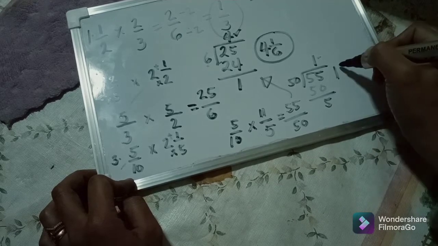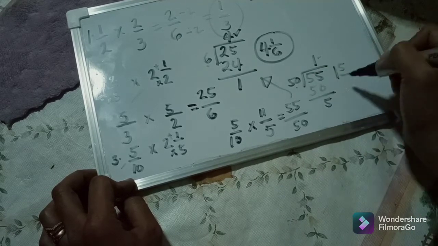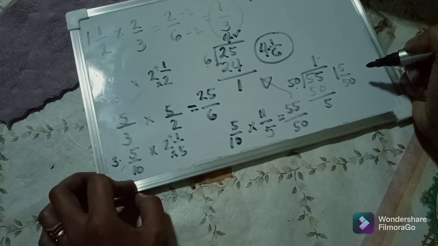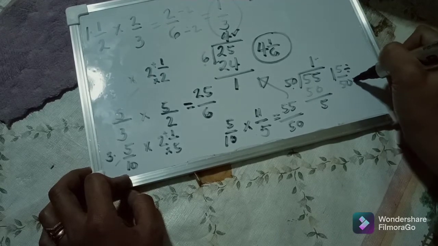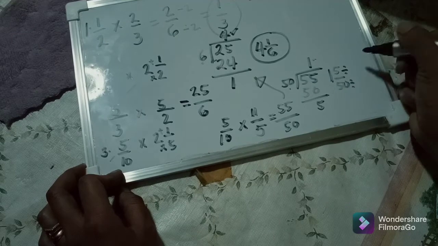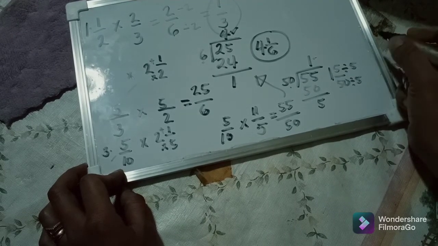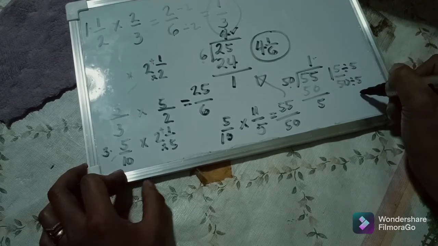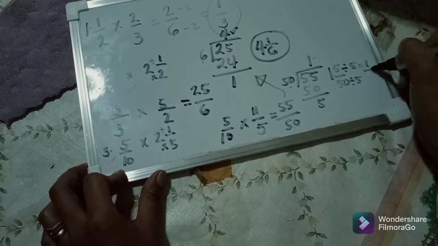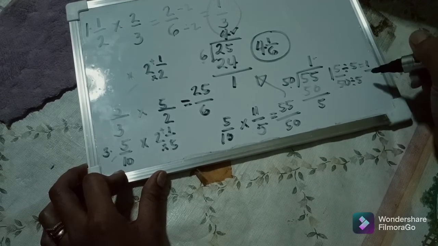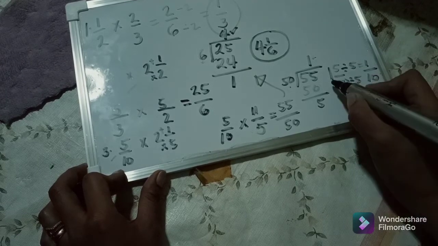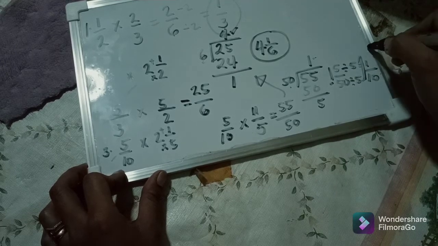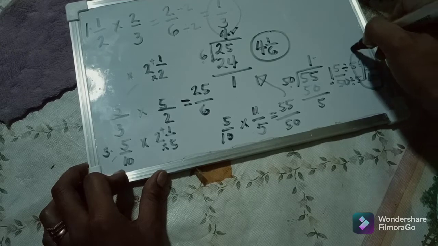And then this 5 is our numerator. And this 50 is our denominator. Now, look at the fraction. Can you still simplify this? Yes. So what number can divide both the numerator and the denominator? 5. Okay, very good. So 5 divided by 5? 1. And then, 50 divided by 5? 10. And then, don't forget your whole number. So we're gonna write here the whole number. Okay, so our final answer is 1 and 1/10.